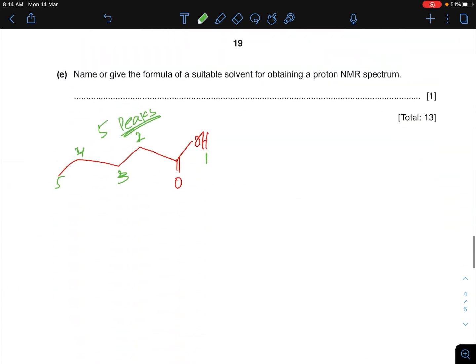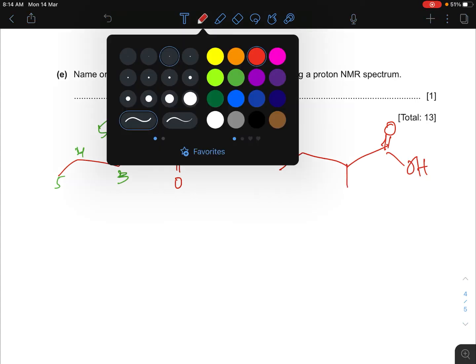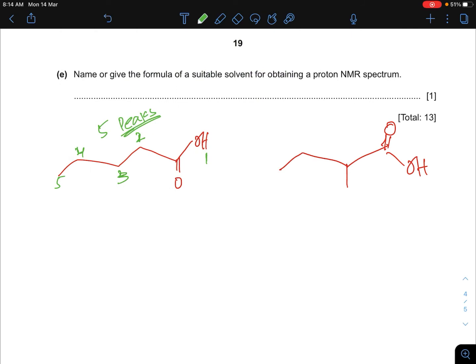The other structure that we had is butanoic acid, in which a methyl group is attached to the second carbon atom. So how many different protons do we have in this structure? 1, 2, 3, 4, 5. Remember, this CH3 and this CH3 both are different because this CH3 is attached to CH2, and this CH3 is attached to CH. So they both are different, right? So 5 peaks for 2-methyl butanoic acid, sorry.